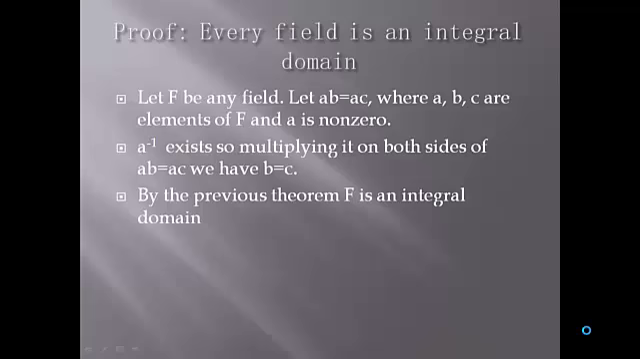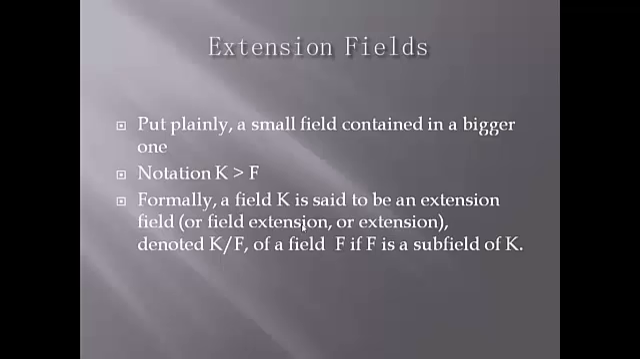Let F be any field and AB equaling AC, where A, B, and C are elements of the field and A is non-zero. Since we're in a field, we know that the multiplicative inverse exists. We can multiply it on both sides. Therefore, we have B equaling C right here. And then by the previous theorem that we just proved, the law of cancellation, F is an integral domain. So we've shown that every field is indeed an integral domain.